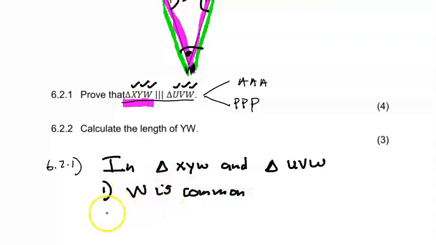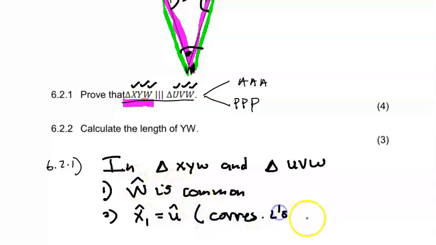So W is common in both triangles, and my next statement that I will write down is X1 equals angle U. Angle W is common, and my reason will be corresponding angles. And let's write down the pair of parallel lines, XY parallel to UV.